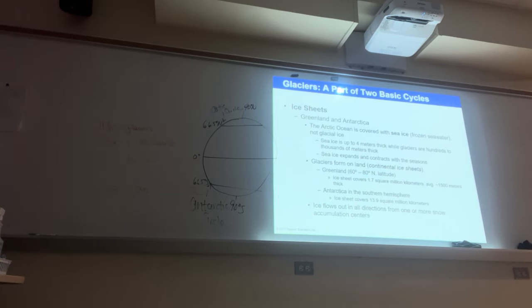The Arctic Ocean itself is covered with sea ice, which is frozen seawater, not glacial ice. Sea ice is up to 4 meters thick, while glaciers are hundreds to thousands of meters thick. Sea ice expands and contracts seasonally. Glaciers themselves form on land.